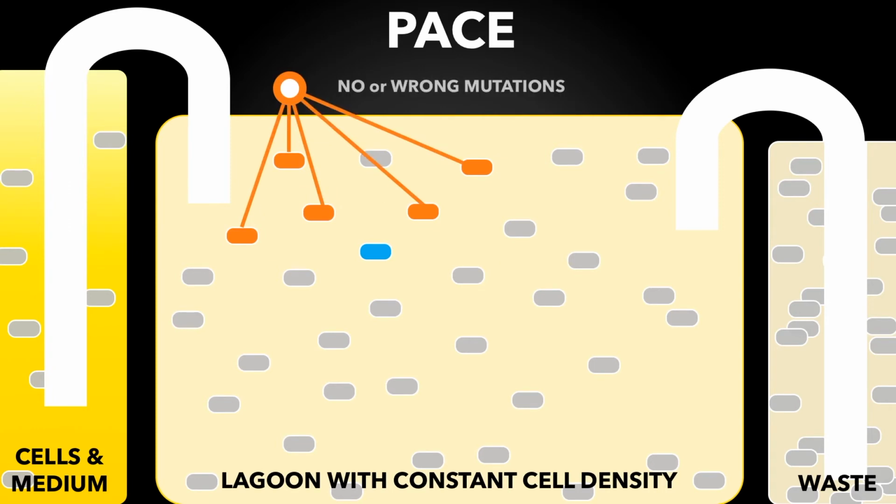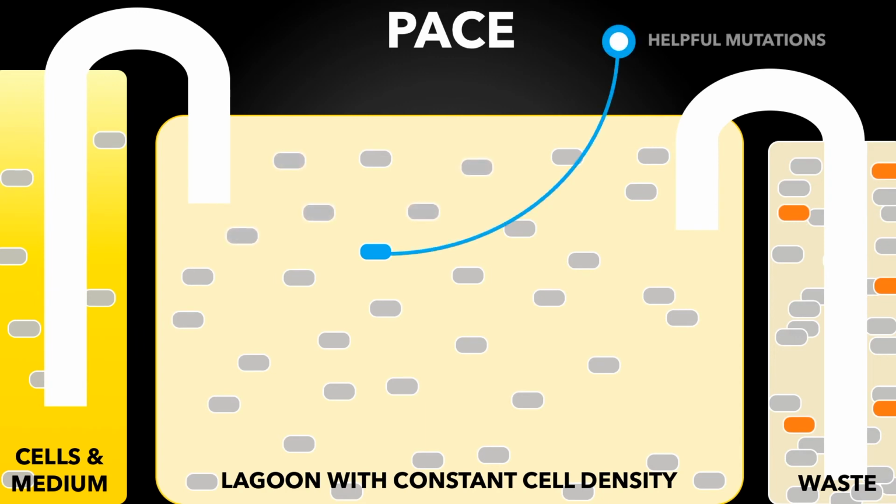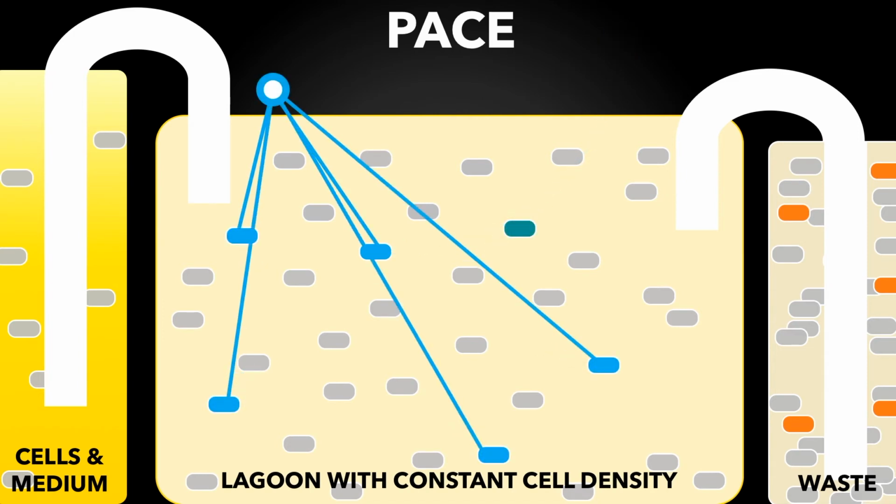As described before, they infect E. coli cells and mutation starts. Phages without or with wrong mutations infect E. coli cells and can't leave them, as shown by the orange cells. Over time, those cells will be washed out due to the constant outflow and will be replaced by new cells. In contrast, phages with helpful mutations, simplified by showing them in blue here, can reproduce and infect new cells before being washed out. The blue phage can then infect new cells and reproduce again.